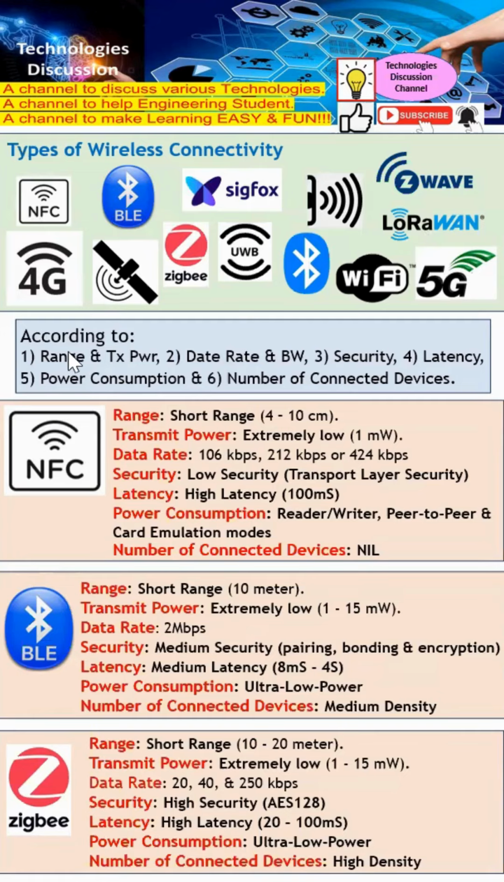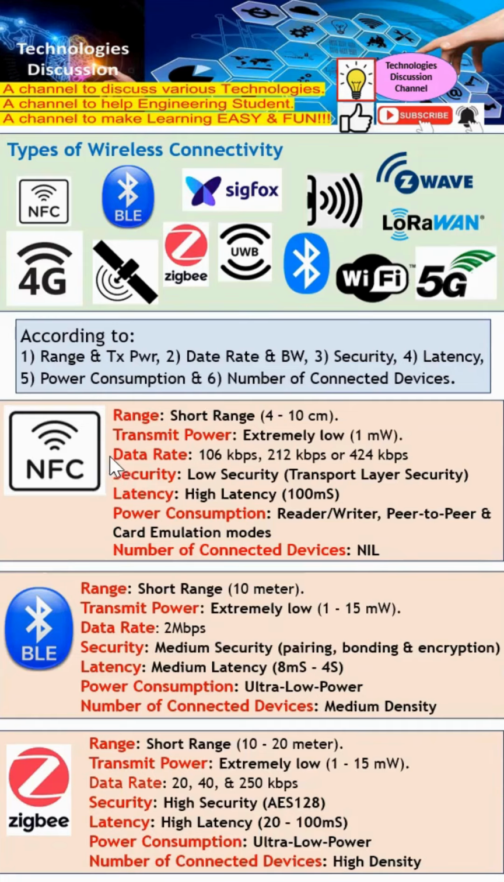transmission power. The range and transmission power go hand in hand. If you need a longer range, then you need to transmit a larger power in order to achieve it. Next will be data rate and bandwidth. Again, these go hand in hand. You need a high bandwidth to carry more data. Next is security, latency, the amount of delay to send the data, the power consumption, and last but not least, the possible number of connected devices.